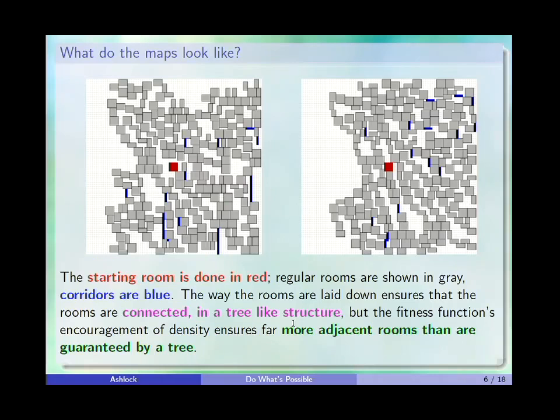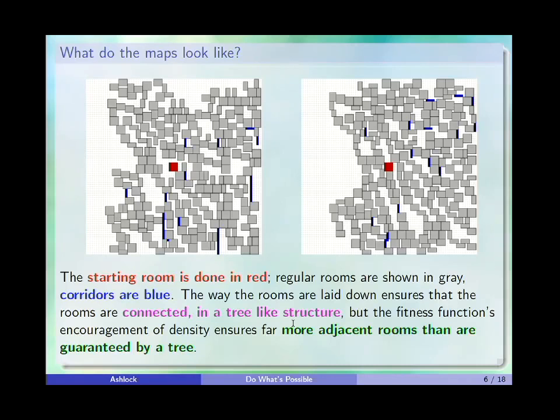The starting room, which is 4 by 4, is in red. And like in the left example, only one room got placed next to the starting room. In the right one, 3 of them did. And so red is starting, blue are corridors, which are just rooms of width 1, and everything I laid down is gray.